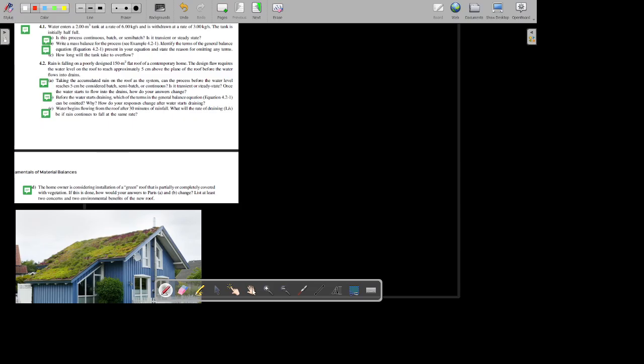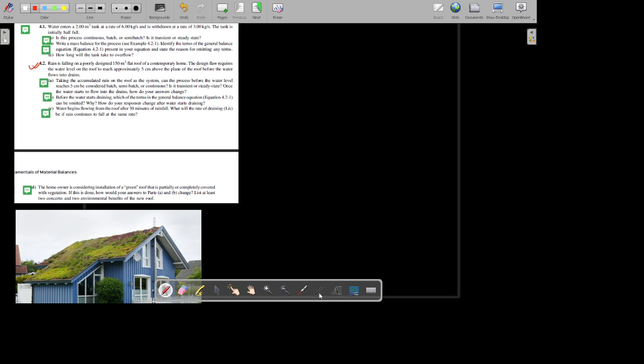Now let's solve the second question. The second question is right there. Rain is falling on a poorly designed 150-meter square flat roof on a contemporary home. The design flaw requires the water level on the roof to reach approximately 5 centimeter above the plane of the roof before the water flows into drains.